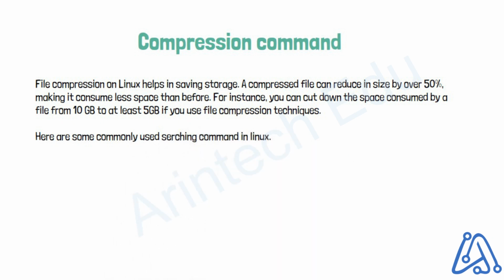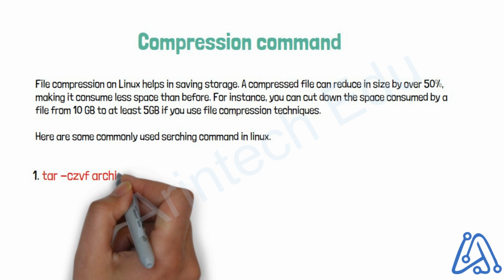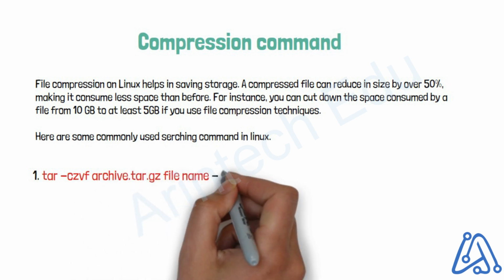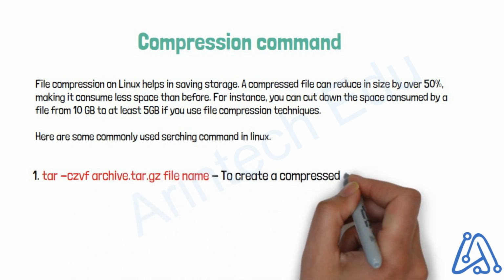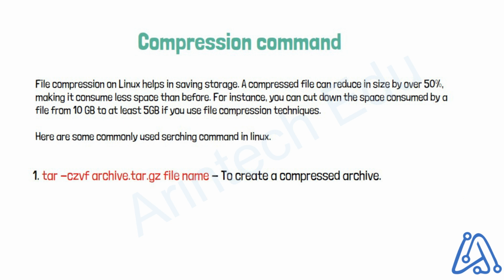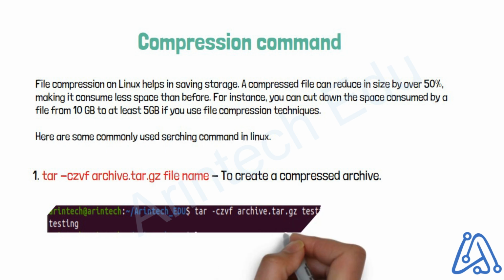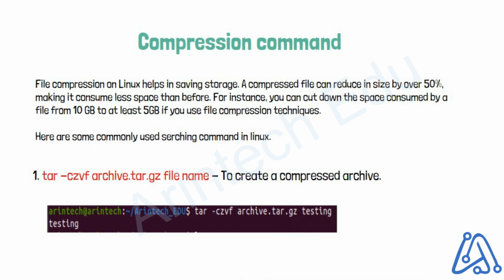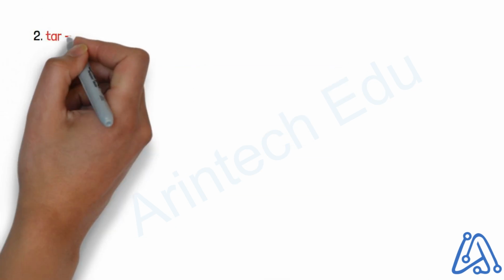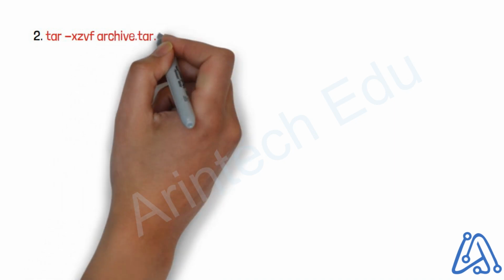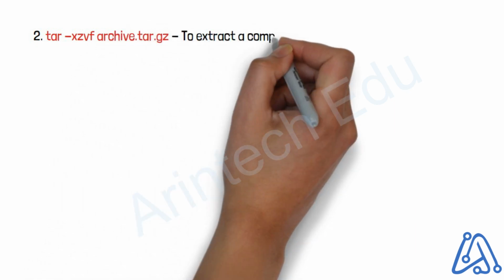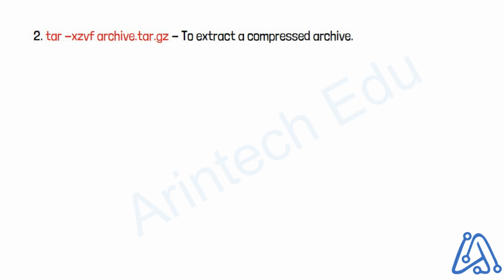Here are some commonly used compression commands in Linux. One. tar czvf archive.tar.gz file name, to create a compressed archive. 2. tar xzvf archive.tar.gz, to extract a compressed archive.